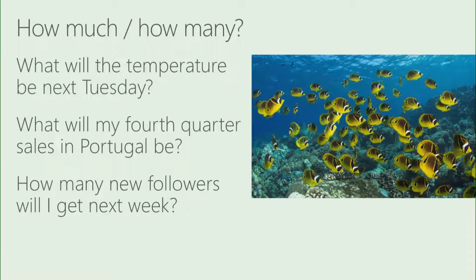The answer to this question will always be a number. And these are questions posed in the form of, what will the temperature be next Tuesday? The answer is 38 degrees. What will my fourth quarter sales in Portugal be? There's a really concrete numerical answer to that. These types of algorithms, this family, is called regression, and they're really common. We'll look at an example of one in just a minute.